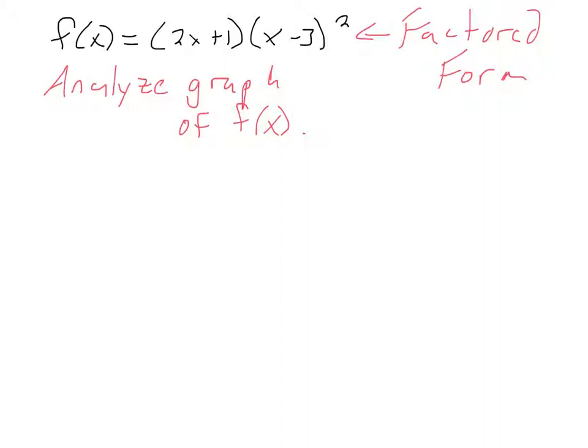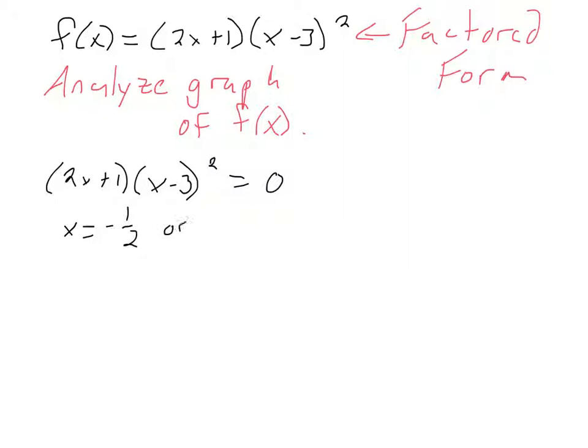So if we go ahead and set f of x equal to 0, we can right away find out where it crosses the x-axis. So we set that equal to 0. Right. And since it's already factored out, we know that 2x plus 1 has to equal 0 or x minus 3 has to equal 0. So we get the fact that either x could equal negative 1/2 or x equals 3. Those are the two x-intercepts.